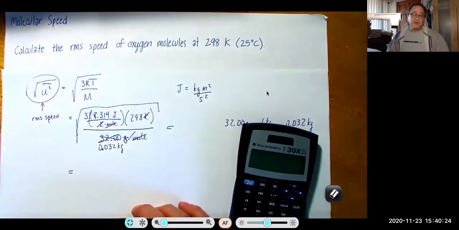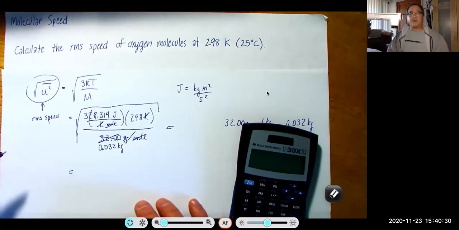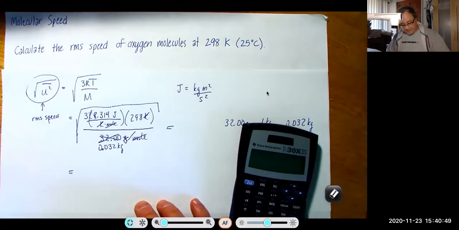And then we have to take the square root of that. So what's the square root of 225,000? I don't know. So let's make it the square root of 24, and then we have to multiply times 100. What's the square root of 24? We'll call it 5. So the answer is around 500 meters per second, if I've done this right.